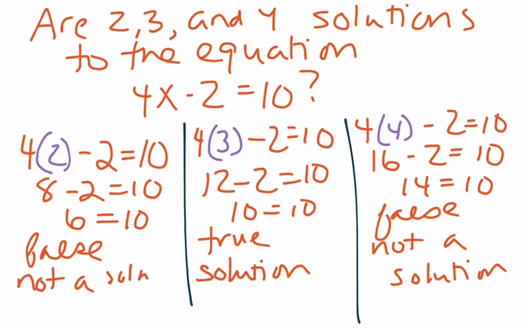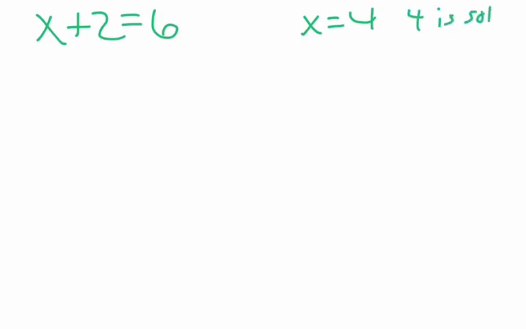Now, some equations have one solution, some have more than one solution. Sometimes you can actually do these problems in your head. So take, for example, x plus 2 equals 6. What we're looking for is a value of x that when you add 2 to it, you'll get 6. So you think, well, what number plus 2 gives me 6? And a lot of you could figure out in your head that x has to be equal to 4. So 4 is the solution.